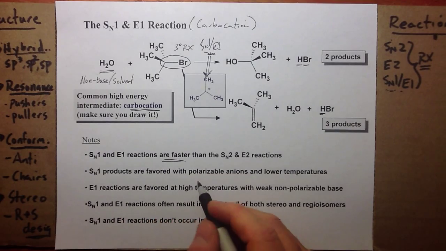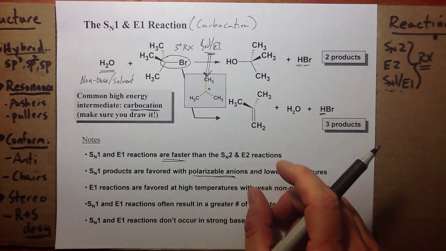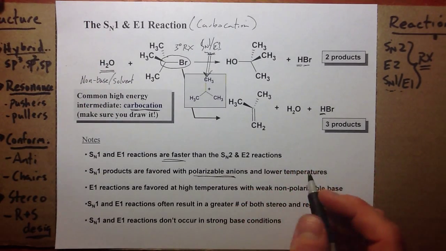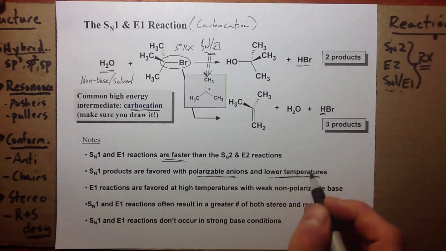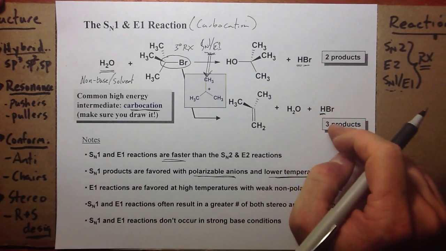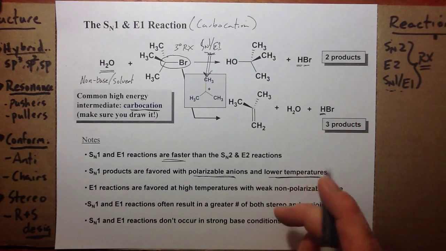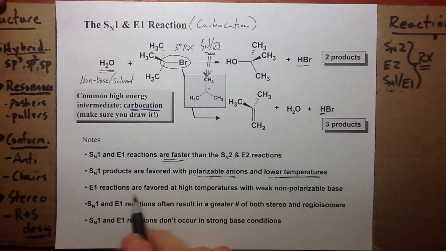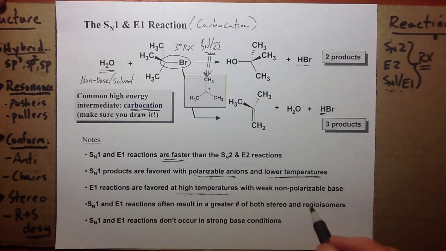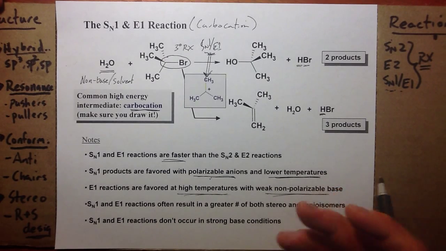SN1 products are favored with polarizable anions. What does that mean? Those polarizable anions were those large anions like chloride and bromide and iodide and sulfide. And at lower temperatures, over E1, we favor SN1 conditions. These are not very basic anions. E1 reactions are favored at high temperatures and with weak non-polarizable bases, such as your triethylamine.